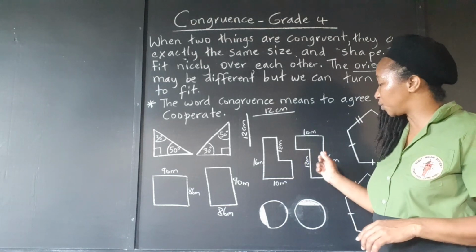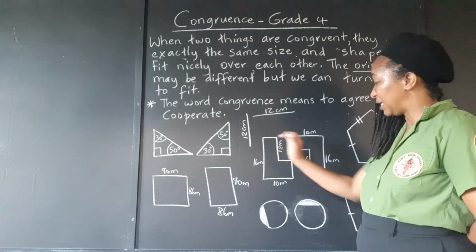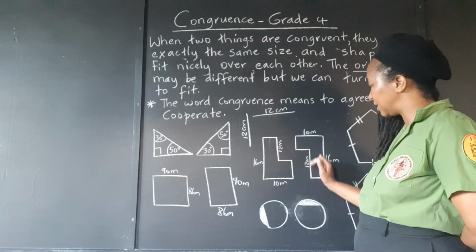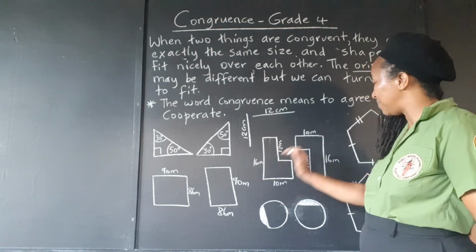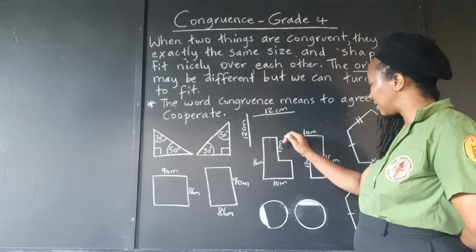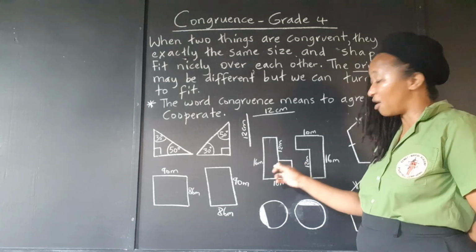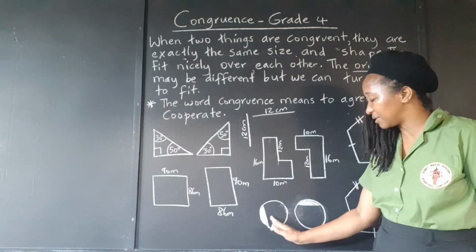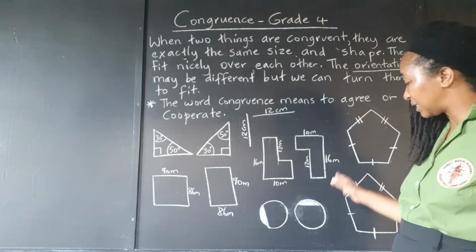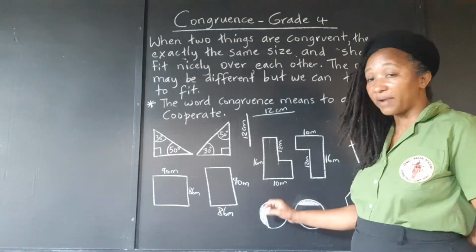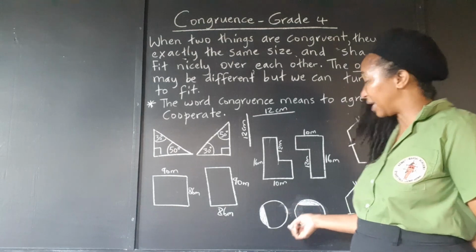Here we have two more polygons. They are irregular and they are oriented differently. This is oriented to the right, this is oriented to the left and turned upside down. However, same 16 meters, same 10 meters, same 12 meters, so they are congruent. Here we have two circles oriented differently, but we are not given any measurements, but they are the same size, so we can assume that they are congruent.